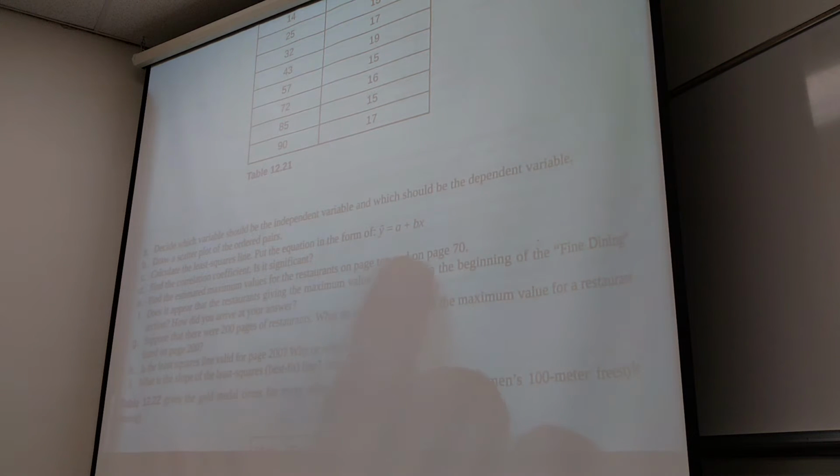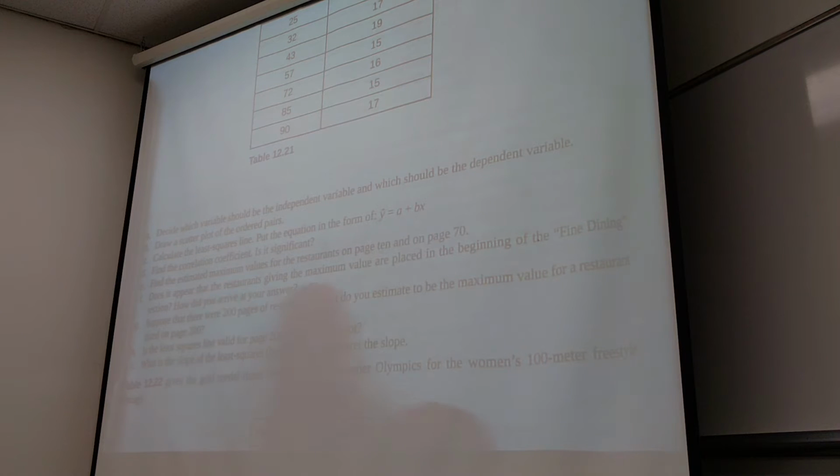You got the line of best fit. The correlation is significant? No. Significantly bad. But no, it's not significant. Find the estimated maximum values. So right here, I disagree. I think they use the line. Do we trust the line? Will we use the line? No. So officially, our best guess for any question is the average.